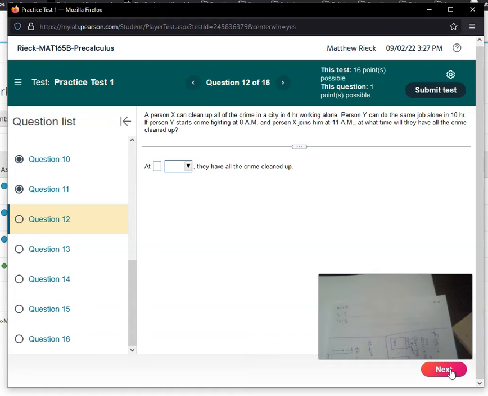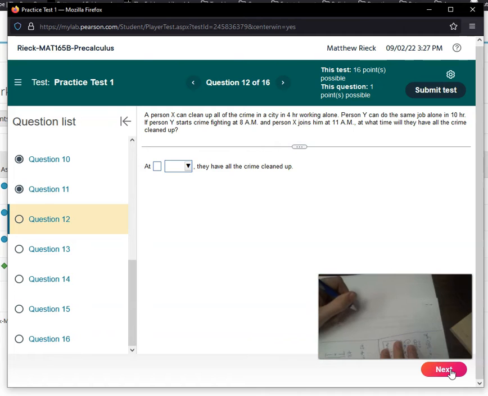If person Y starts fighting crime at 8 a.m., most of the time when you think about superheroes and other things like that, a lot of times they end up working at night. So it's kind of weird to have them working during the daytime, which doesn't necessarily say that they're not superheroes. But that's kind of the way I like to imagine it.